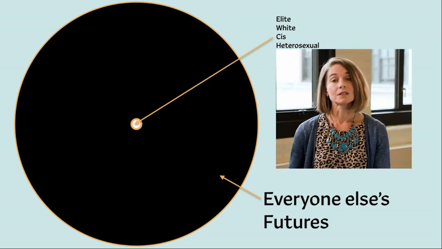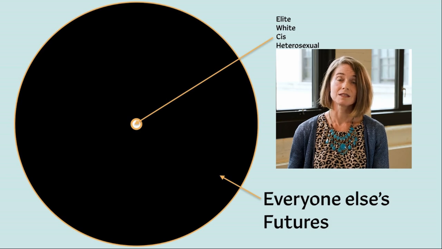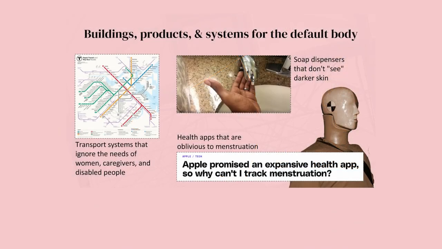So why does this narrow slice of the population get to stand in for the default body or the default user? It's actually very, very strange once you start to think about it. And then once you start seeing how our products and systems are designed for this default body, it actually shows up everywhere. Hub and spoke transportation systems in the US have largely been designed to ignore the needs of women, caregivers, and disabled people. Soap dispensers fail to see darker skin and thus don't dispense soap to darker skinned people.